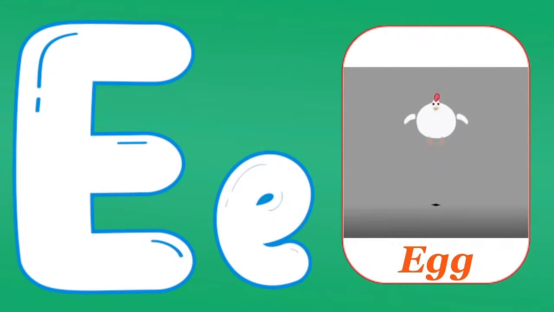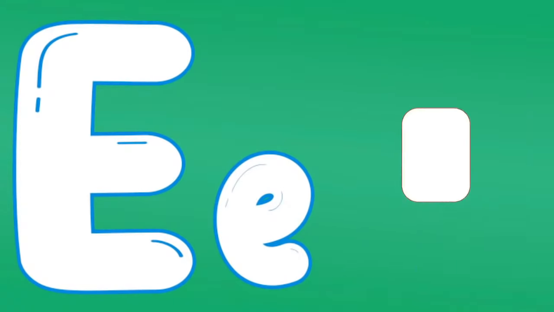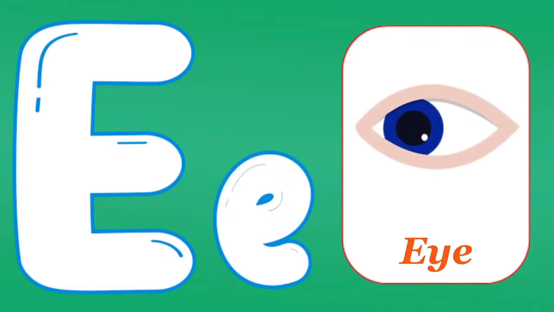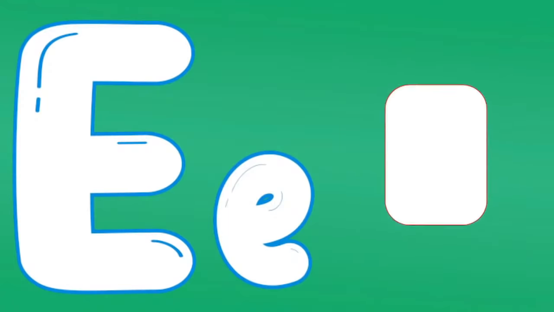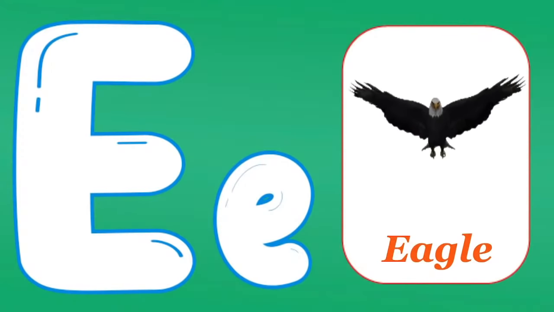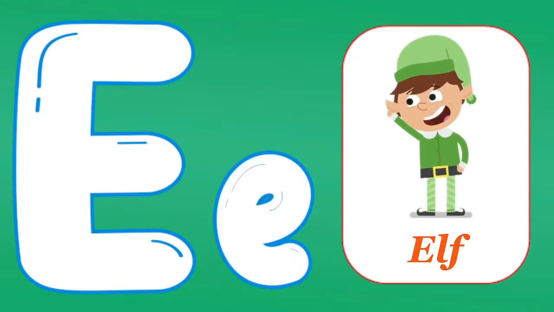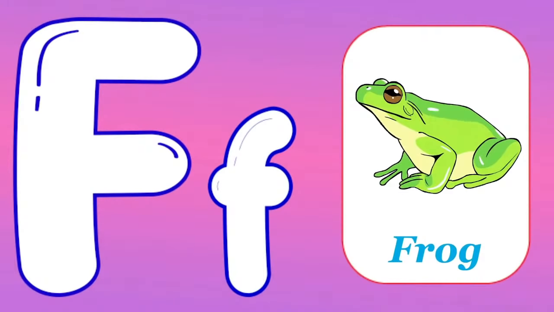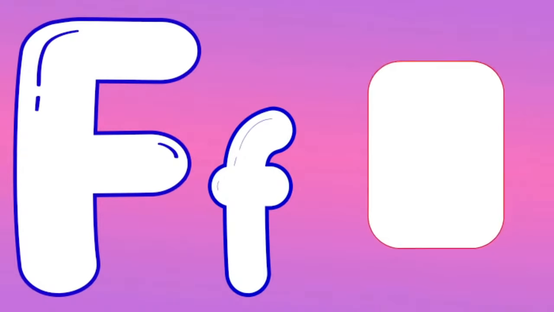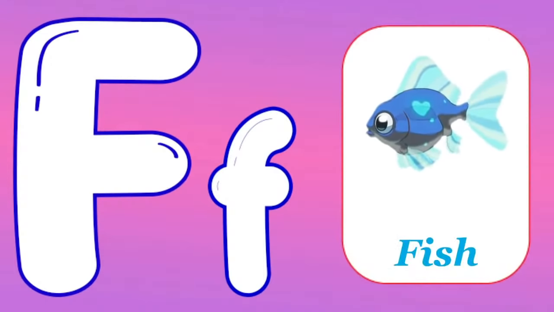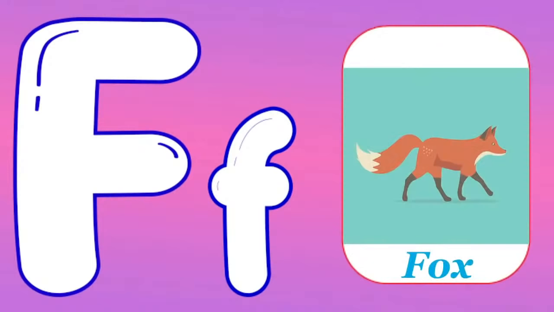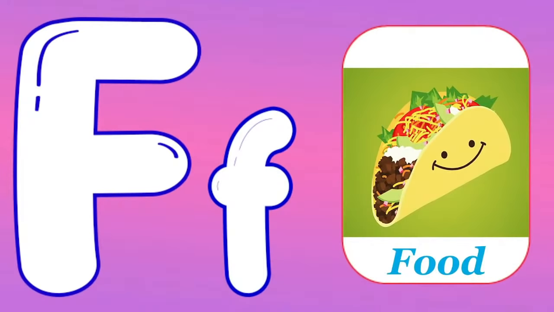E for egg. E for eye. E for elephant. E for eagle. E for elf. F for frog. F for flower. F for fish. F for fox. F for food.